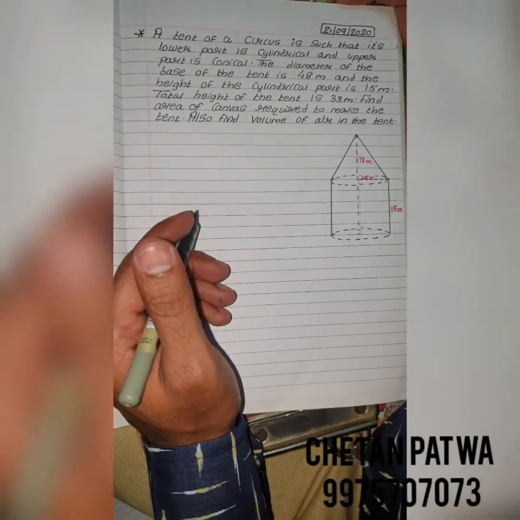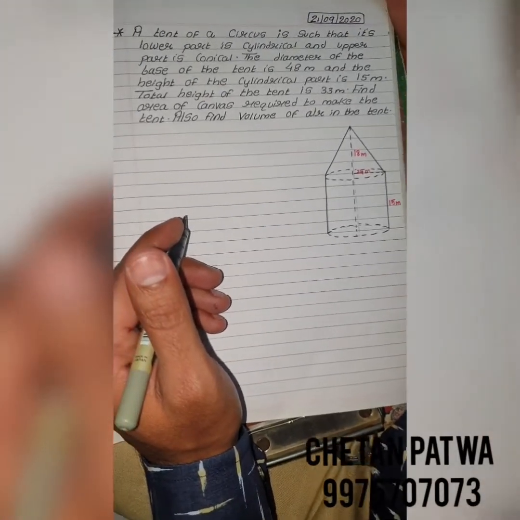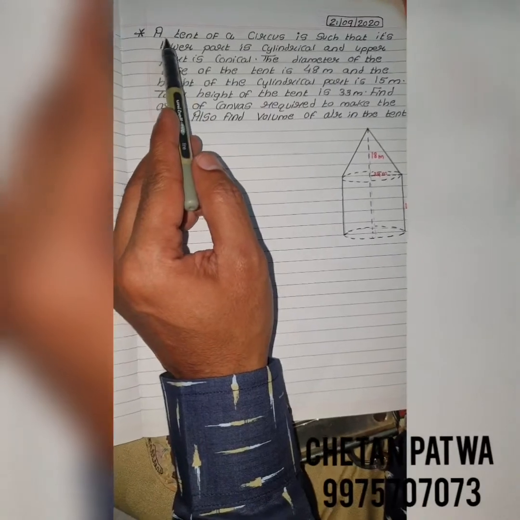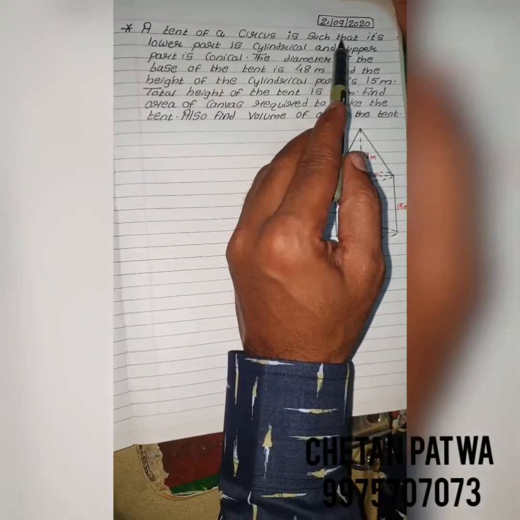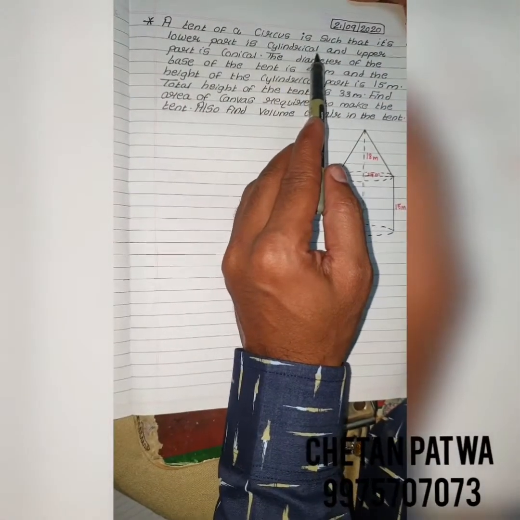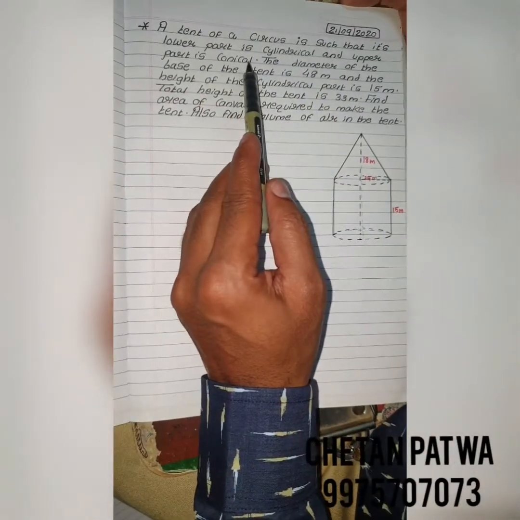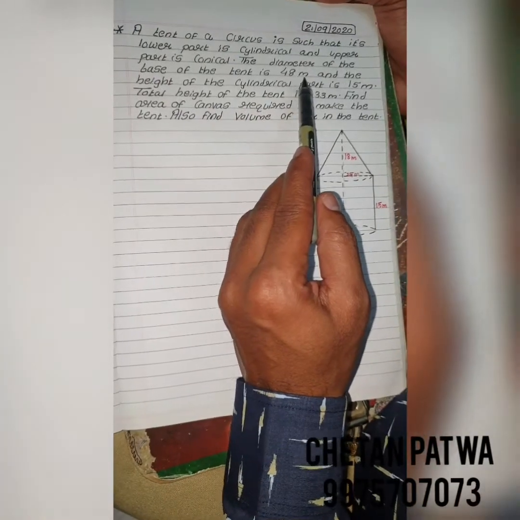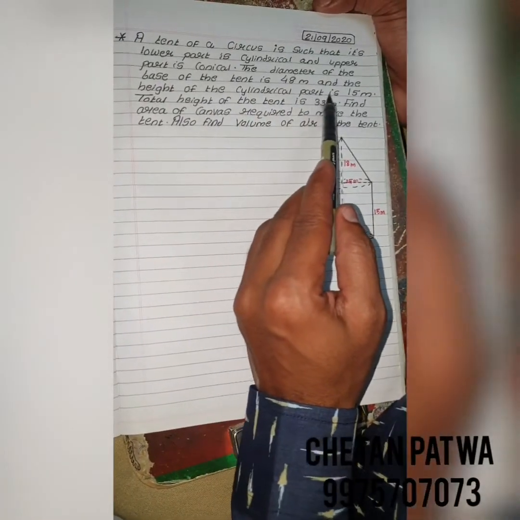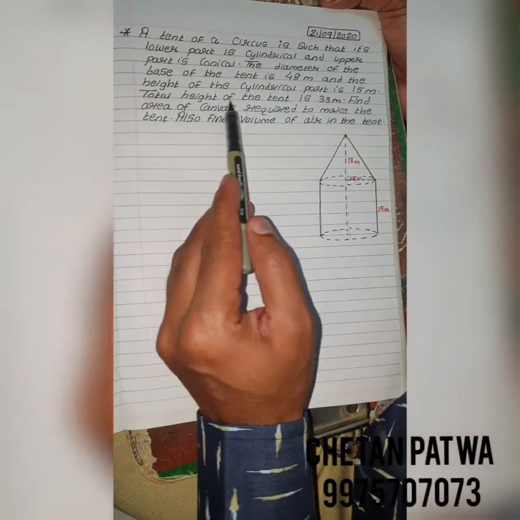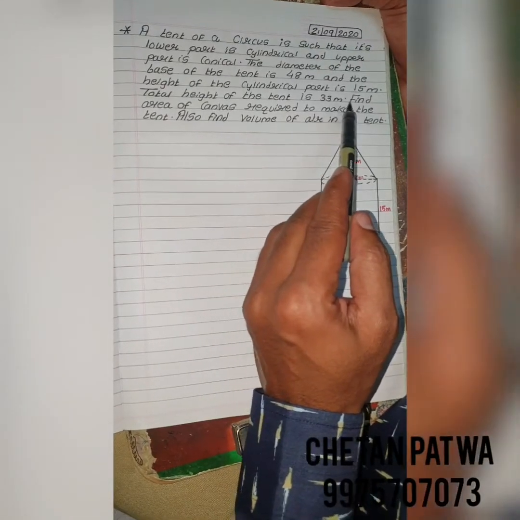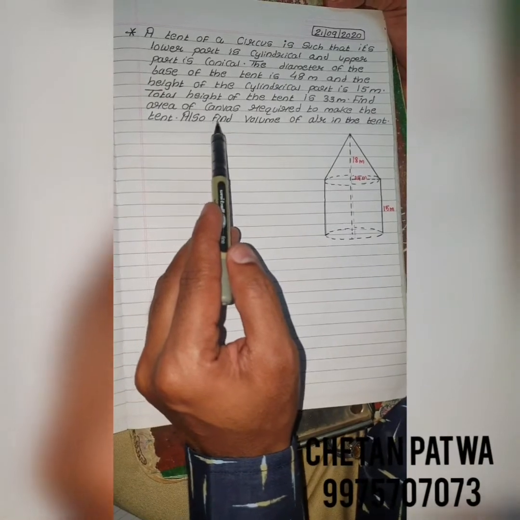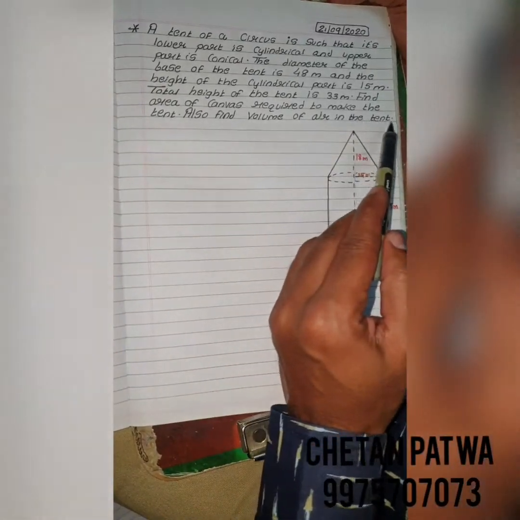Now let's see the next word problem from the chapter mensuration. In this sum, it is given to us a tent of a circus is such that its lower part is cylindrical and upper part is conical. The diameter of the base of the tent is 48 meter and the height of the cylindrical part is 15 meter. Total height of the tent is 33 meter. Find the area of canvas required to make the tent. Also find the volume of air in the tent.